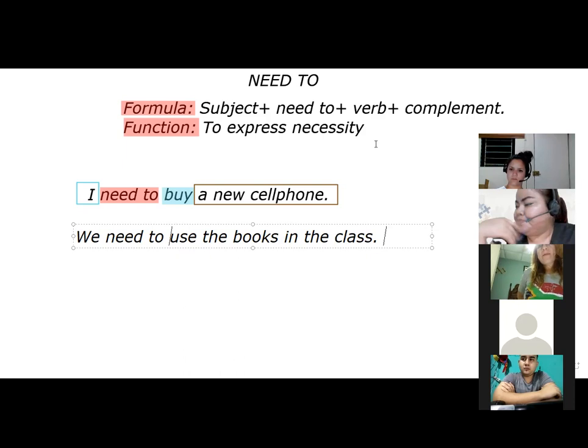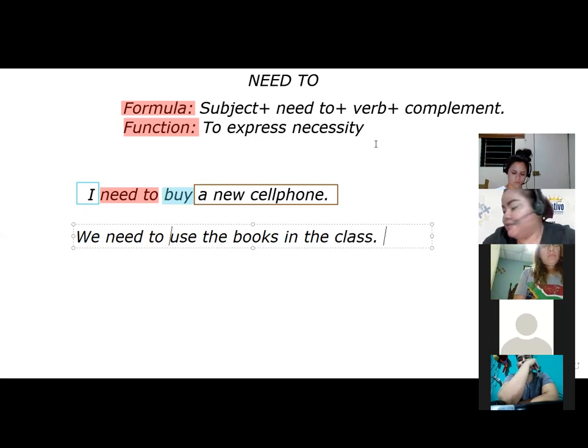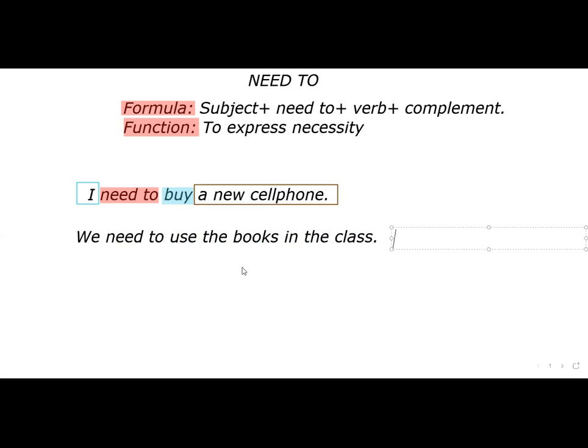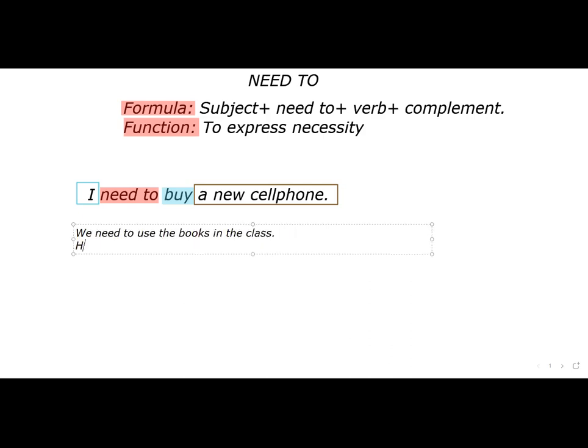Now, what else do you need, for example? I need to drink coffee every night. If I do not drink coffee, I will fall asleep, so I need to drink coffee, right? What else do you need? ¿Qué más necesitan? Veamos. He needs to take the medicine. Okay, very good. He needs to take his medicine. Right? So we have needs to.